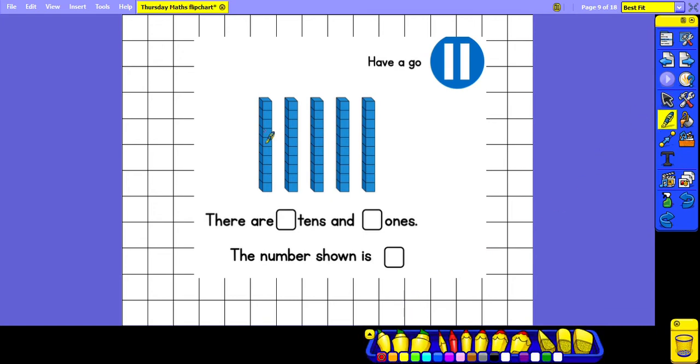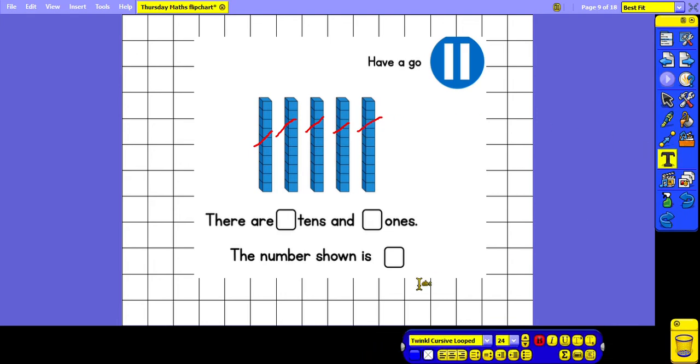So let's count up the number of 10s. There's 1, 2, 3, 4, 5 10s. And there's actually 0 ones. So the number shown is 50. Each stack is worth 10. Okay, so 10, 20, 30, 40, 50.